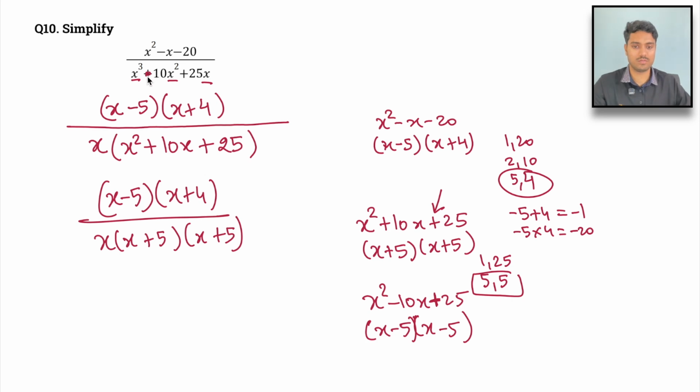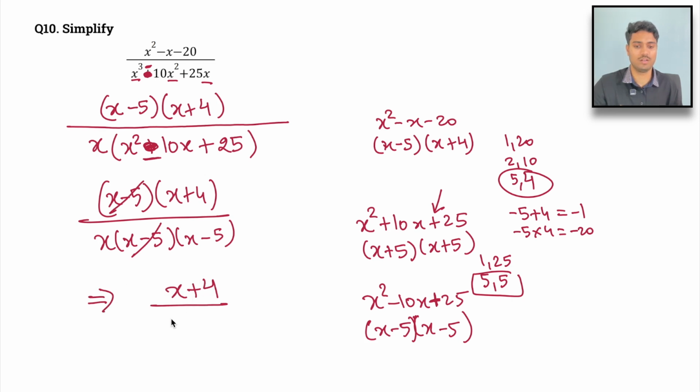So consider this as negative 10x squared and this as negative 10x. So we can write it here, x minus 5 multiplied by x minus 5, and that is how we can cancel out this and this. Hence the final answer will be x plus 4 upon x multiplied by x minus 5. If there's nothing common like this in the denominator, then you write your final answer as x plus 4 upon x square minus 5x, and this will be the final answer.